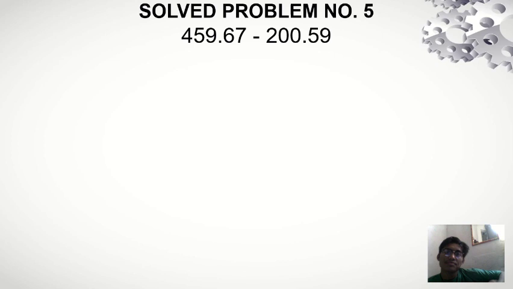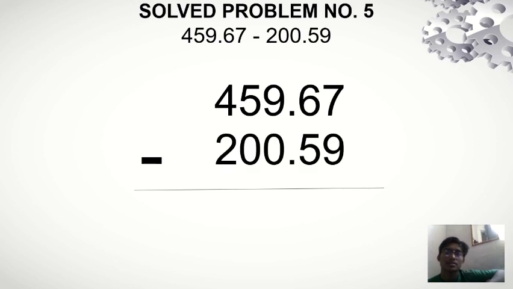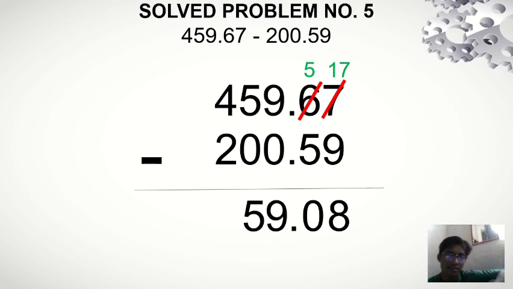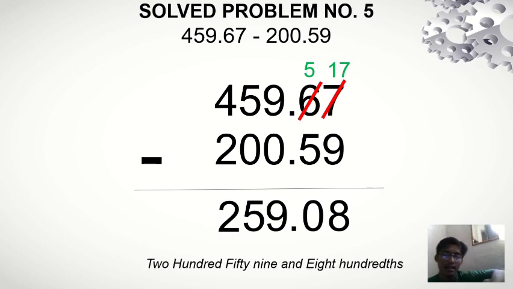Next, we have 459 and 67 hundredths minus 259 hundredths. How about this? So, 7 minus 9 cannot be. So, yung 7 nyo magiging 17 at yung 6 nyo ay magiging 5. So, 17 minus 9 is 8. So, 5 minus 5 is 0. Then, decimal point. Bring down yung 5 and 9, yung 9 and 5. So, 9 minus 0 is 9. And 5 minus 0 is 5. So 4 minus 2 is 2. So we have 259 and 800.